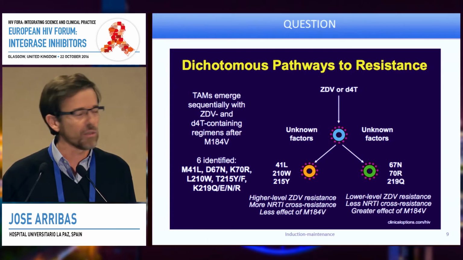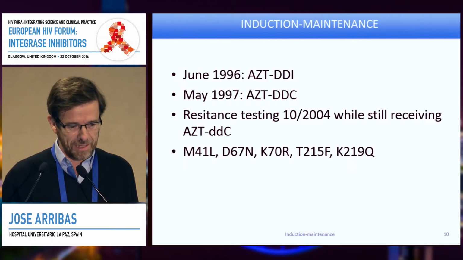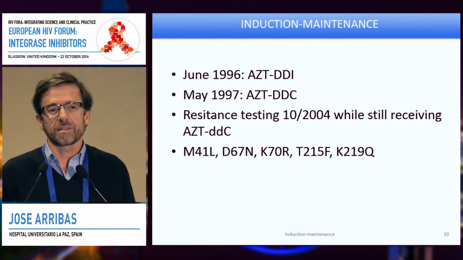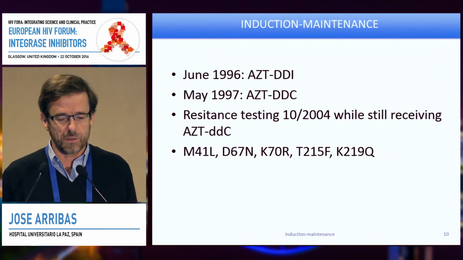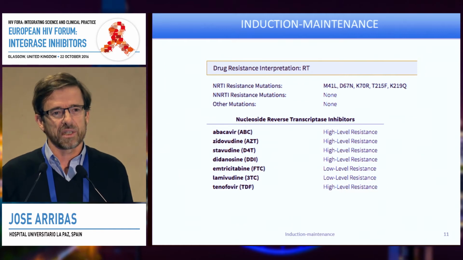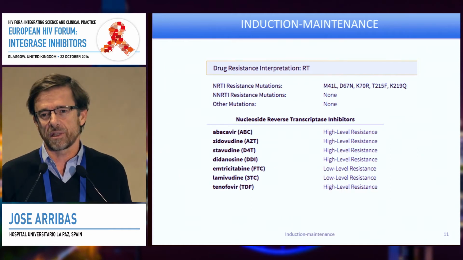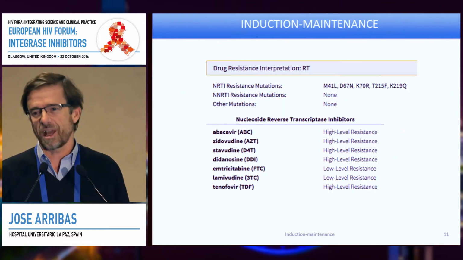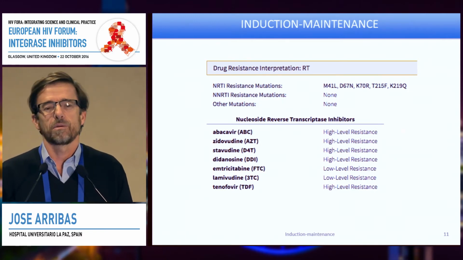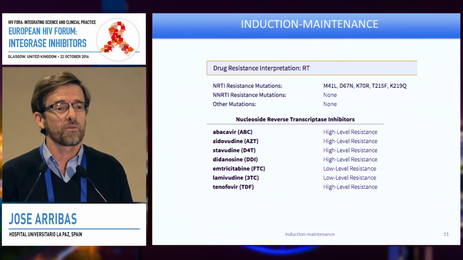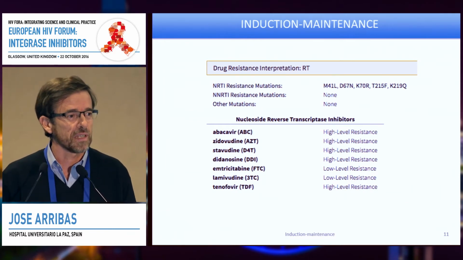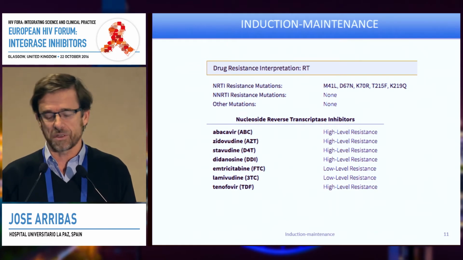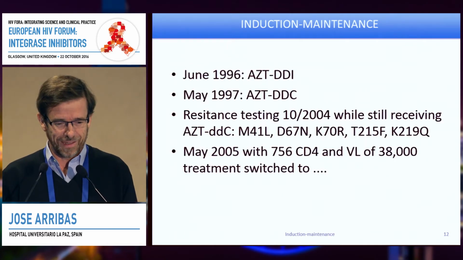So I think we got all these terms. So we have this patient that has all these terms. I'm not Jonathan, I'm not Charles. I have to go to the Stanford HIV database. I put all the mutations, and you can see here there is high-level resistance to all nucleosides except 3TC and FTC that he has not been exposed to. So it's still fully sensitive to FTC and 3TC.